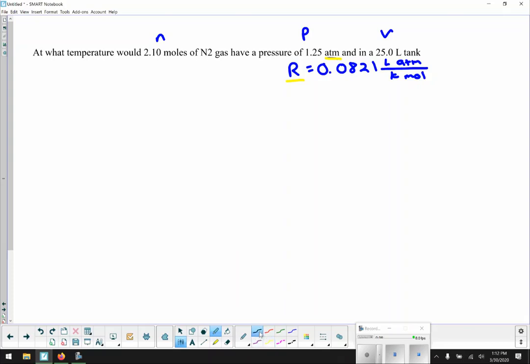So our equation is PV equals nRT. We have all the variables except one. So we're looking for temperature. We have everything else, and we have the constant. So it's just a matter of rearranging the equation and plugging everything in. So rearranging for T, isolating T equals PV over nR. Again, just divided both sides by nR. And now we just plug in the numbers.